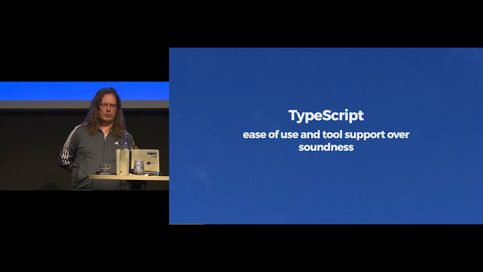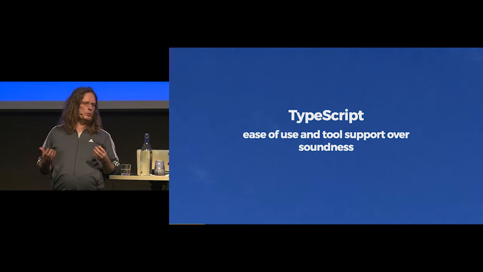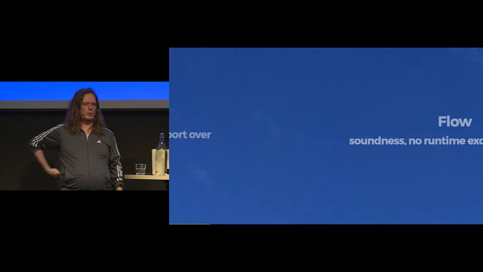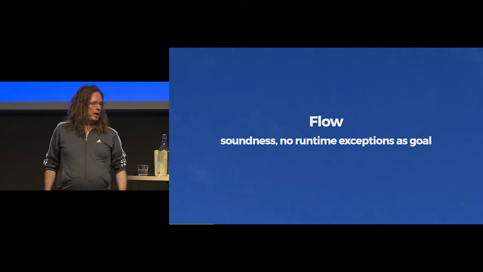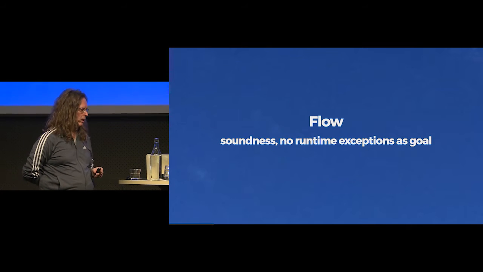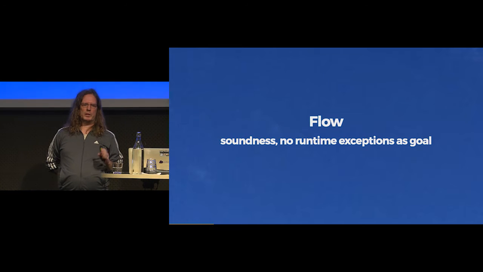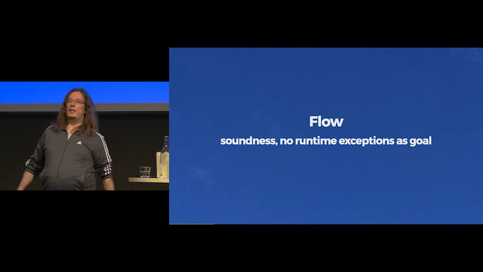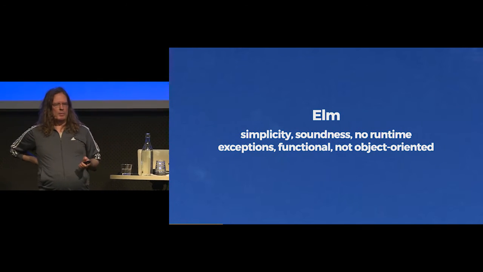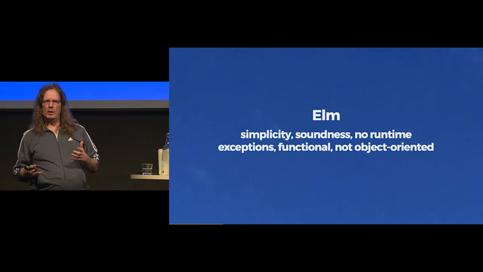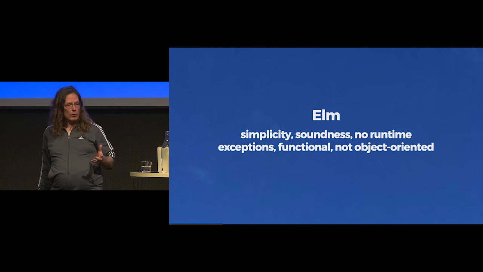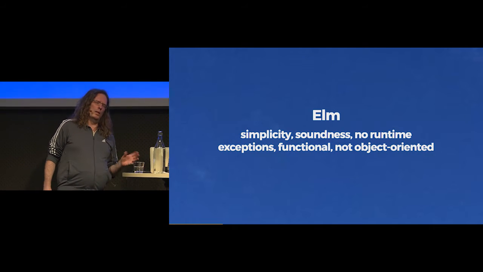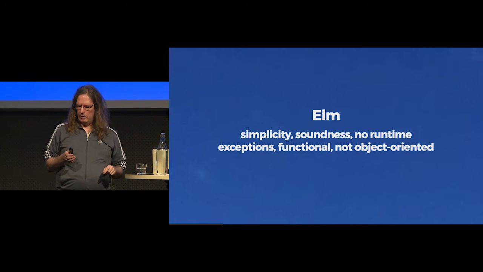So we have three type systems. The first one, TypeScript, from Microsoft. Its mantra is ease of use and tool support over soundness. It changed over time, so it does much better on soundness now, but it started like this. Second one, Flow, from Facebook. Its mantra is soundness. It tries to be as sound as possible and to have zero runtime exceptions, so no null pointer exceptions, no undefined is not a function exceptions. And then finally, Elm, which is about simplicity. It's also about soundness and no runtime exceptions, but it's not object-oriented like JavaScript or Java. Well, JavaScript, it's debatable, but it's functional.